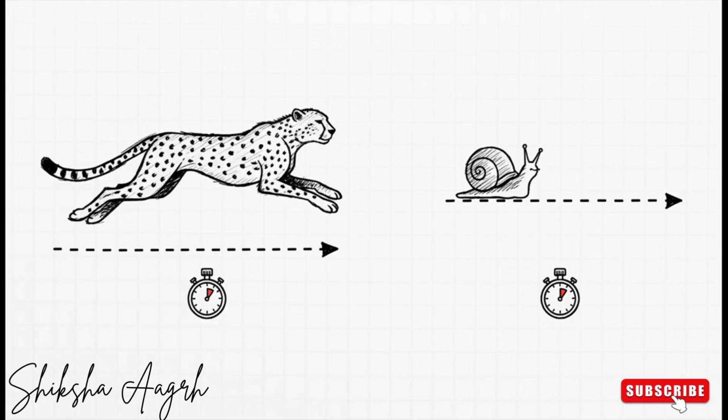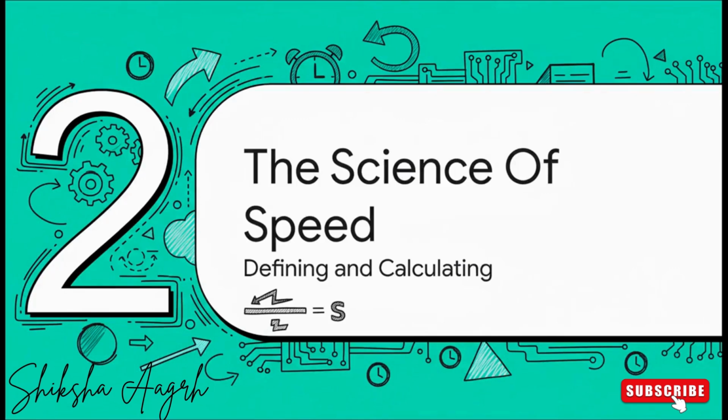And that observation you just made, that's the heart of it all. It's a simple rule. If you have a bunch of objects and you watch them for the exact same amount of time, the one that covers the most distance is the one that's moving the fastest. It's not just about distance, and it's not just about time. It's about how those two things relate to each other. So that's the gut feeling, the observation. But how do we take that and turn it into something a scientist can actually use?